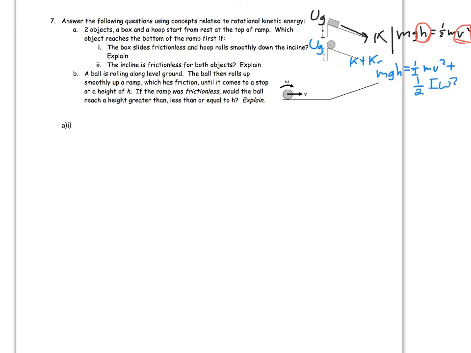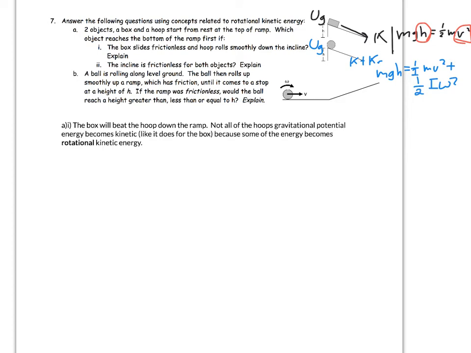So we end with two different kinds of energy. And that's the reason why the box is going to beat the hoop down the ramp, because of this rotational kinetic energy term. That means that not all of the hoop's gravitational potential energy becomes kinetic. We can't say that the velocity is directly proportional to the height because of this extra term here. So at the bottom of the ramp, the hoop will be traveling slower, and therefore will take longer to make it to the bottom.